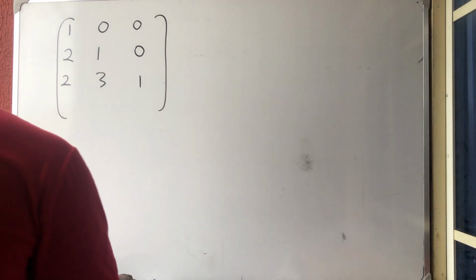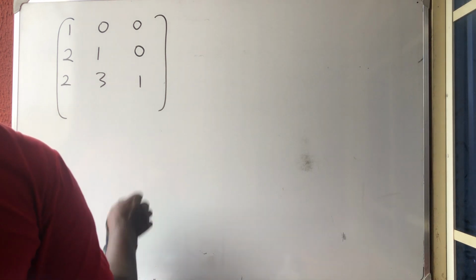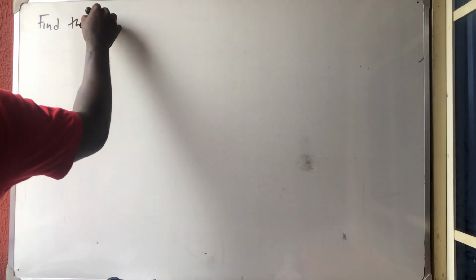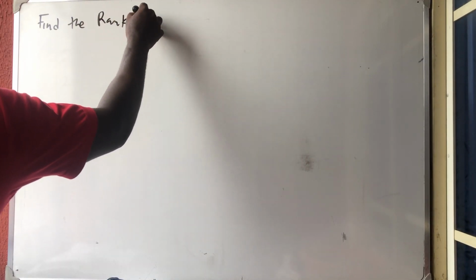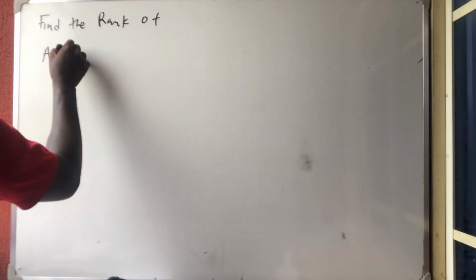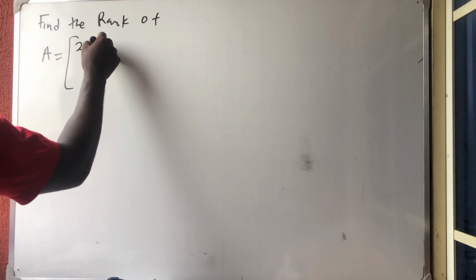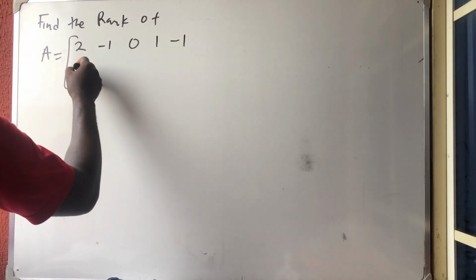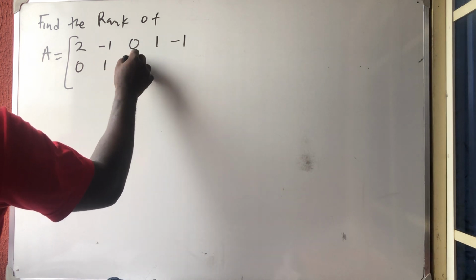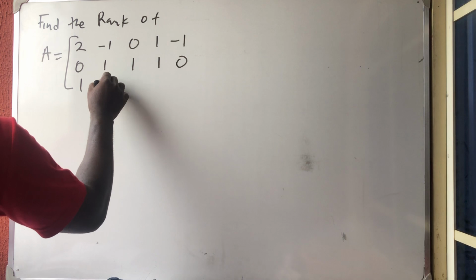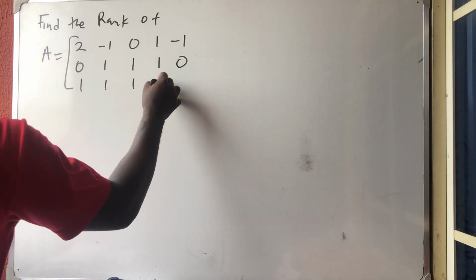Okay, let's take the last example. They say find the rank of the matrix A, which is equal to 2 minus 1 0 1, minus 1 0 1 1, 1 0, then 1 1 1 0 6.